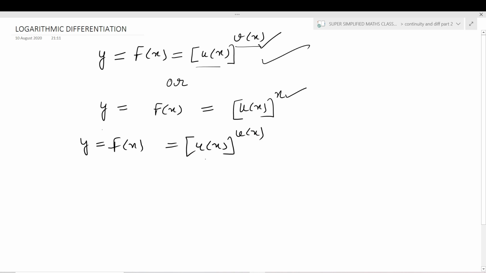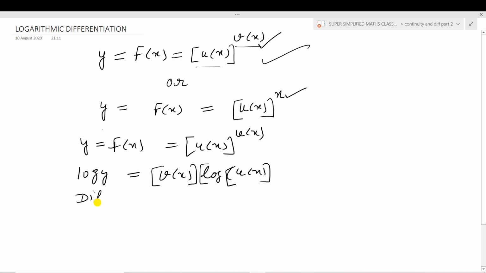So how will you differentiate? First you will take log both sides. So we shall write log y is equal to, using the property of log, v(x) log of u(x). I am going to discuss the properties of log also with you. Now you can see that you have two functions, one is v(x) and another is log of u(x). Now you differentiate both sides with respect to x.